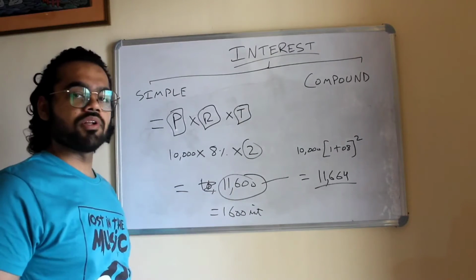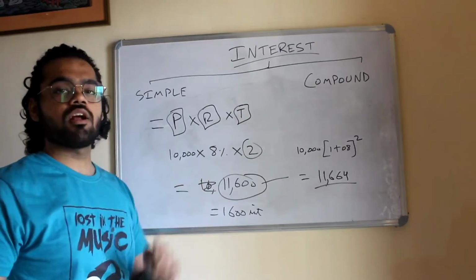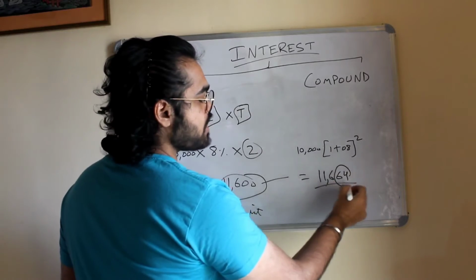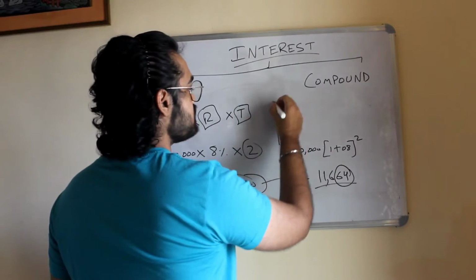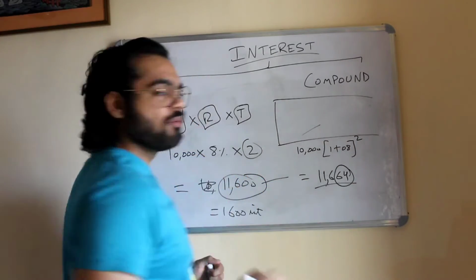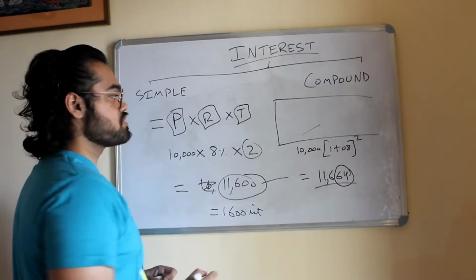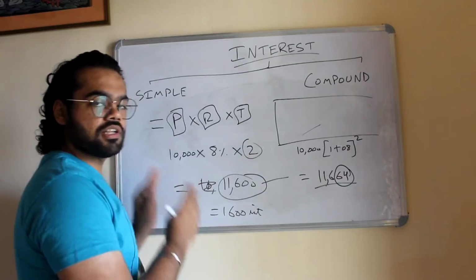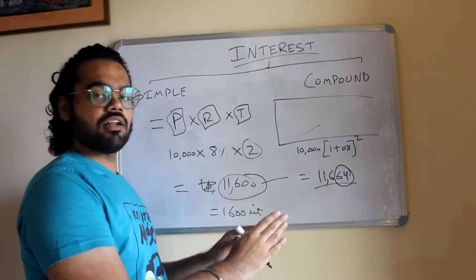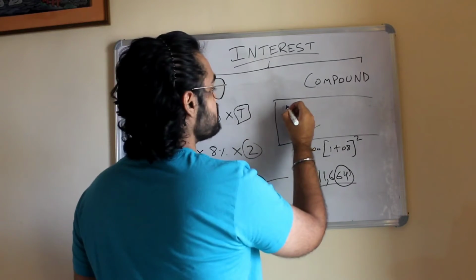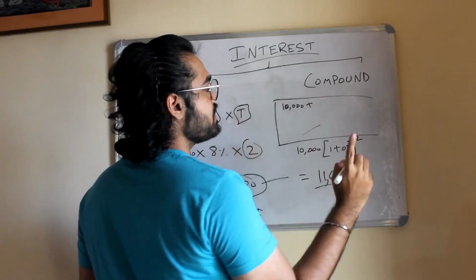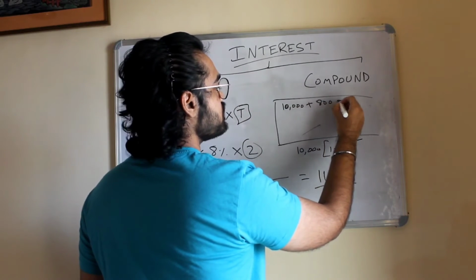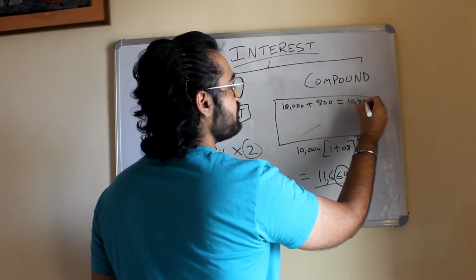So how did that happen? What changed between simple interest and compound interest? What is the factor that's driving this 64 rupees? Let's consider how much money you will have at the end of the first year. At the end of the first year, the money earned under simple interest and compound interest would be the same. That is 10,000 plus 1 year's interest, that is 800 rupees. So you will have 10,800.